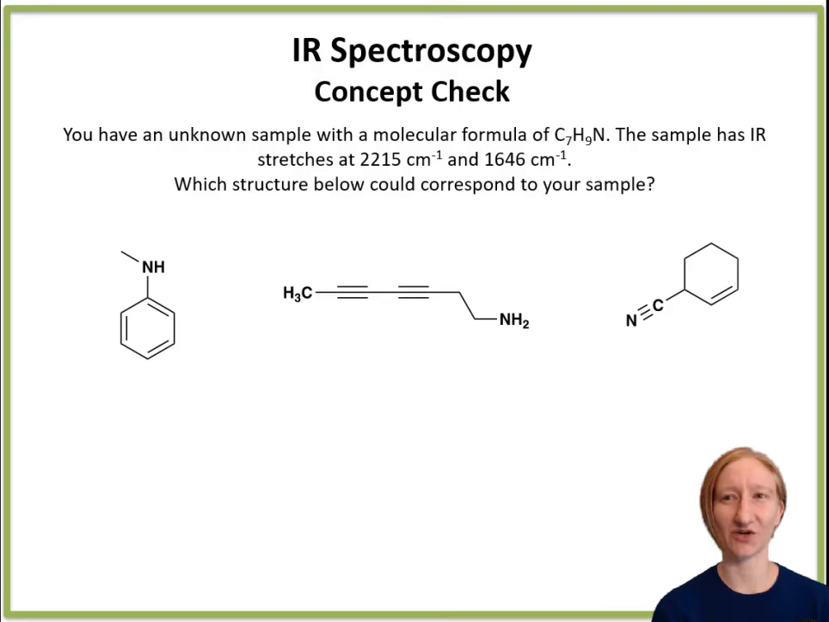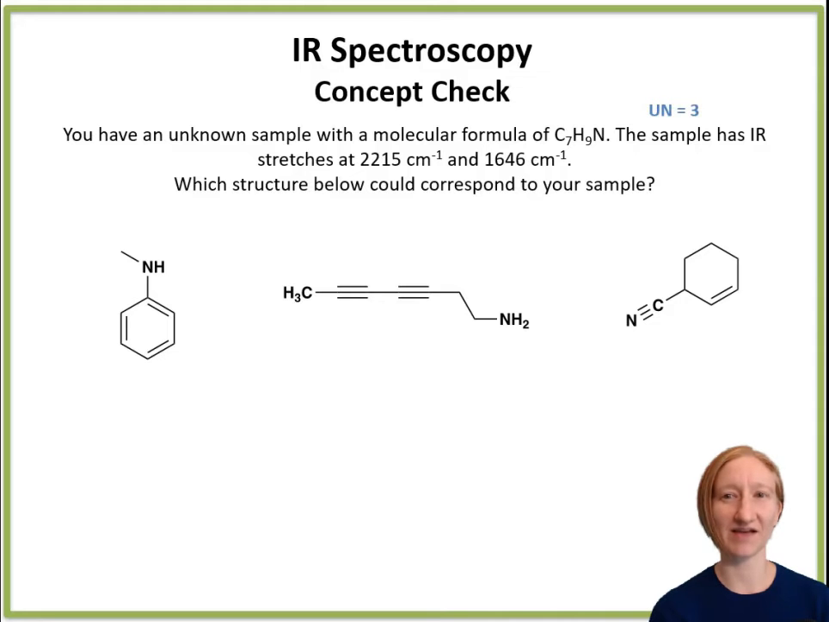The first of our concept check questions on IR spectroscopy gives you a molecular formula and 2 key IR stretches and asks you which structure could correspond to the data. Let's look at the formula first this time as a quick way to distinguish between the structural choices given. This formula corresponds to an unsaturation number of 3.